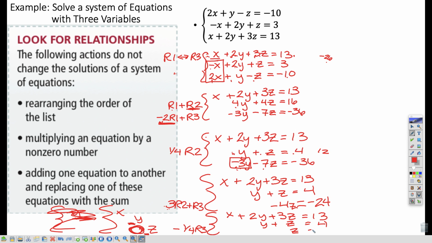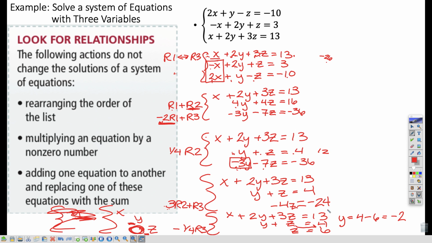So z equals what? 6. Okay, now that I have z, I can use back substitution. We call it back substitution because we go back up. So I have z equals 6. That makes y equal 4 minus z because I'm moving the z to the other side. I'm subtracting. This z has to move over here. So 4 minus z, but what is z? 6. So y is what? Negative 2. I know this is squished.